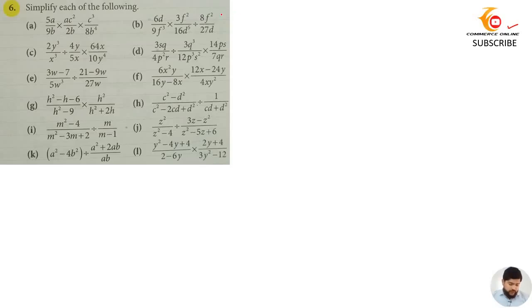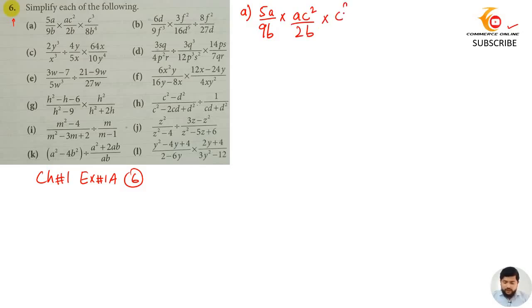Today I am going to solve Unit 6, Chapter number 1, Exercise number 1A, Unit 6. So let's start with question number A, that is 5a divided by 9b multiplied by ac square divided by 2b multiplied by c cube divided by 8b4.